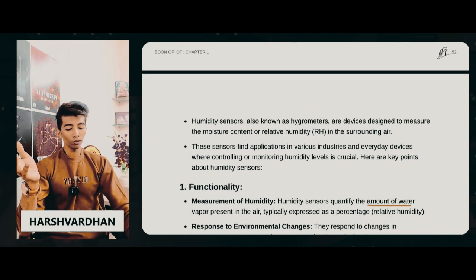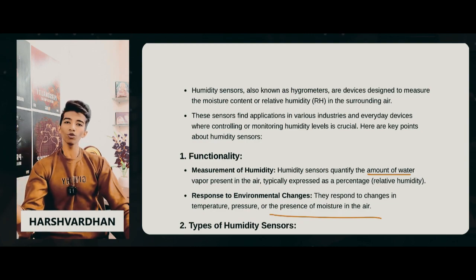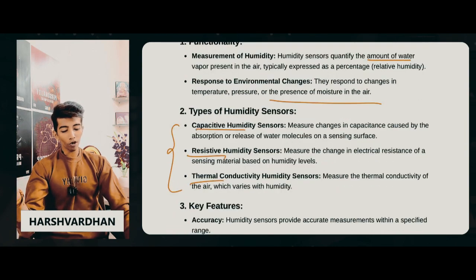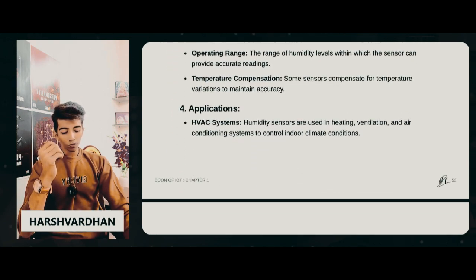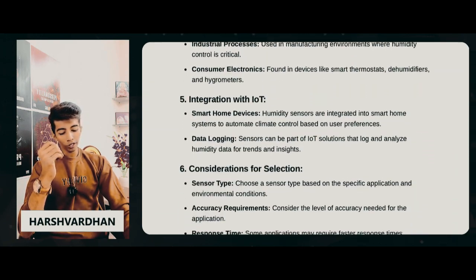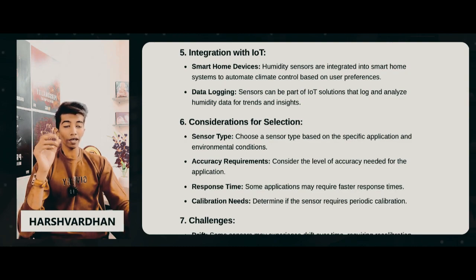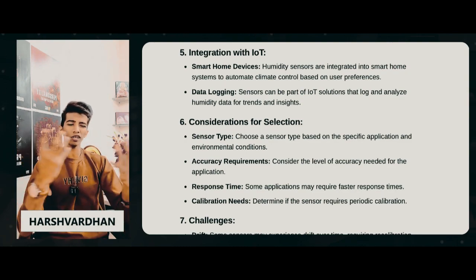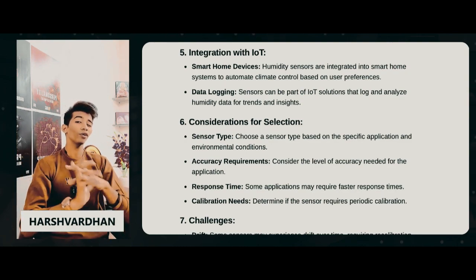Talking about humidity sensors, they are used for measuring humidity, or the moisture content in a thing. Talking about the major things like integration with IoT, there are smart home devices, data logging and many kinds of applications. Nowadays IoT is in everything, right?